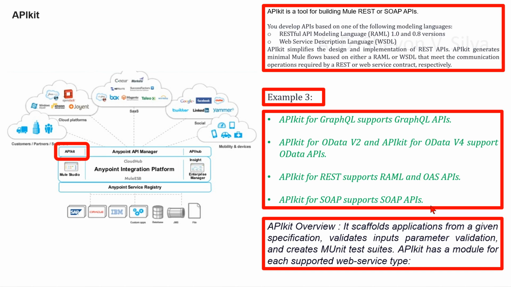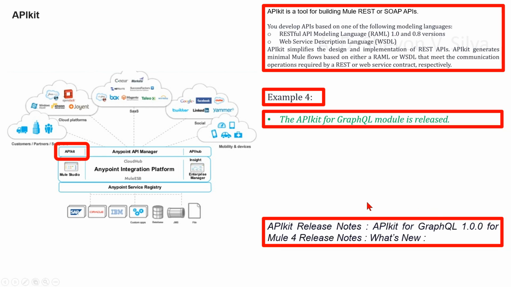Although each module is designed for a family of web services, all modules share common usage patterns. So if you are a Mule developer who works with SOAP APIs, you can easily work with GraphQL, RAML, OData, or OAS APIs. Here you can see what's new in the APIkit for GraphQL 1.0.0 for Mule 4 release notes. In the APIkit release notes, it's here the APIkit for GraphQL module is released.